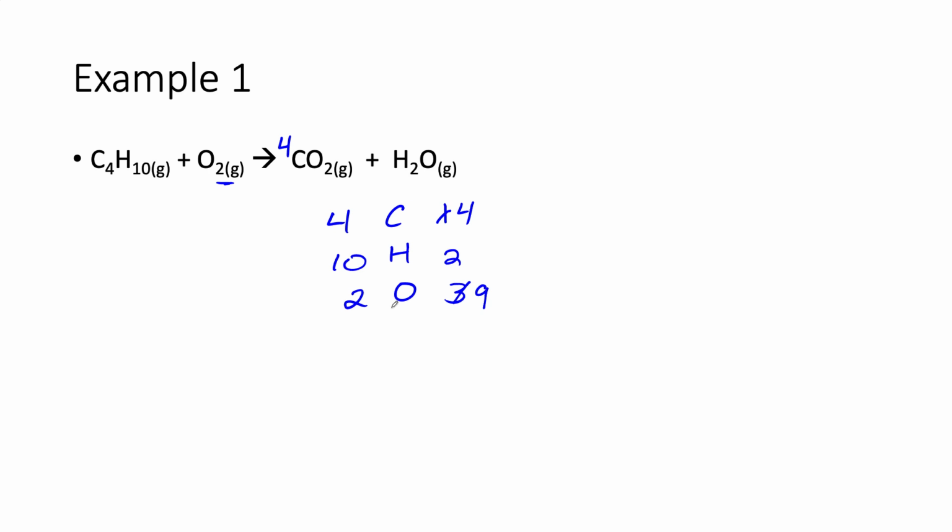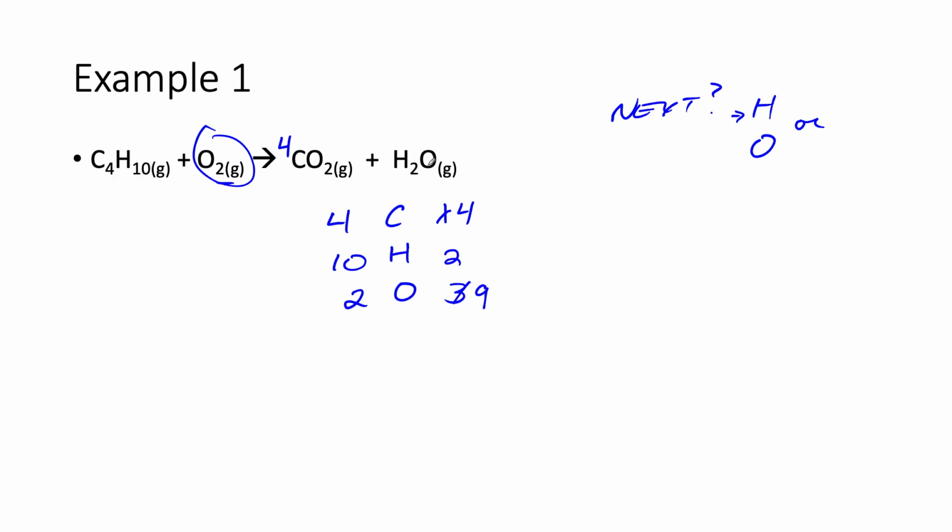Now, which one's next? Is it hydrogen or oxygen? This is where you look at this carefully and say, okay, I have O2 by itself. If you have O2 or H2, whatever oxygen and hydrogen is by itself as a diatomic gas, that is last. So hydrogen is next. All right, so I've got 10 hydrogens over here.